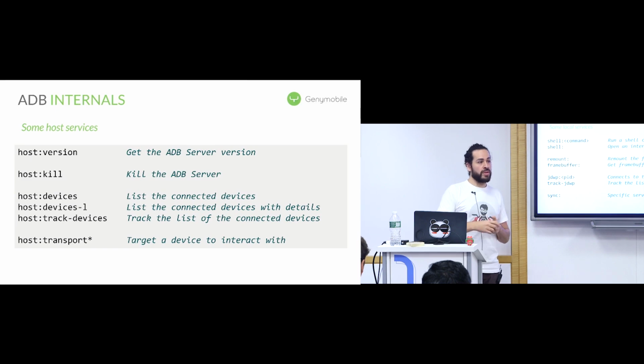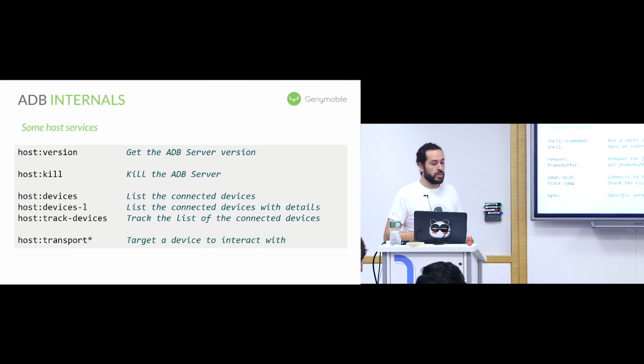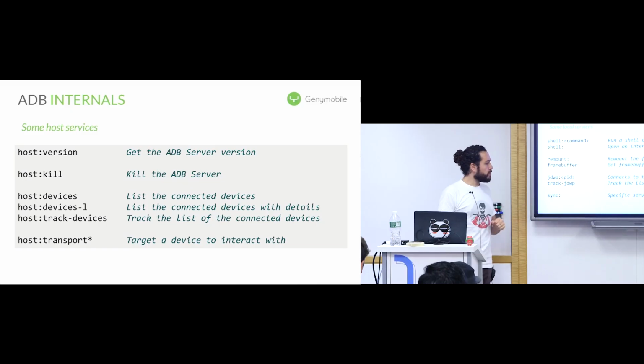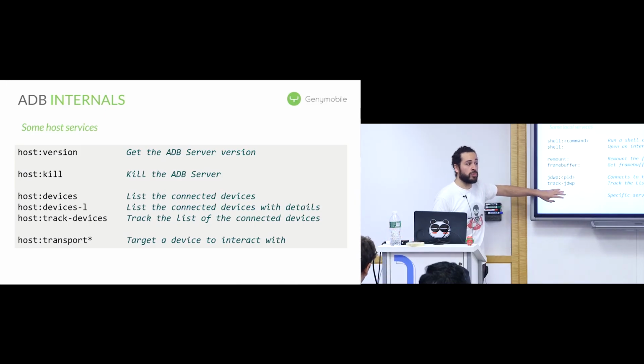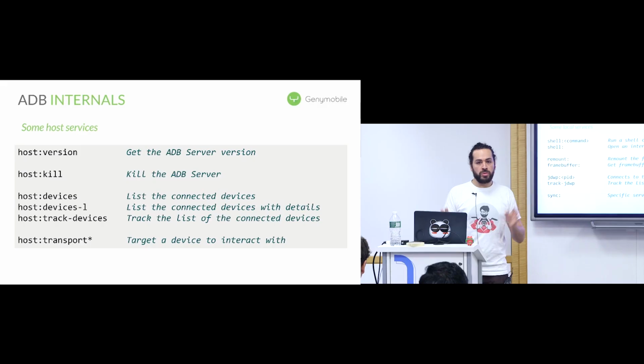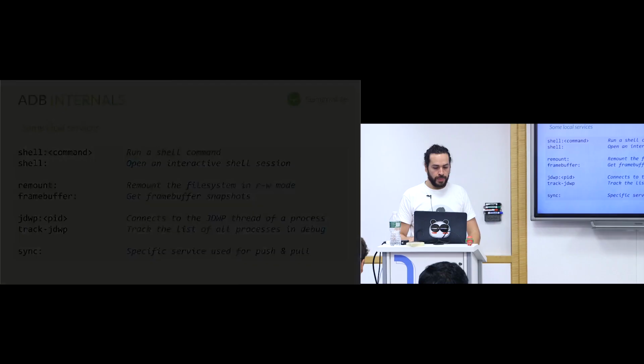The JDWP service is used to connect the ADB, the debugger client, to the remote process running on the daemon, on the device. Sorry, and the last one is called sync, and it's used for push and pull. I won't go into too much detail, but it embeds a protocol inside itself. Not complicated, but a new level of protocol from inside ADB. You can take a look at the documentation in the source code.